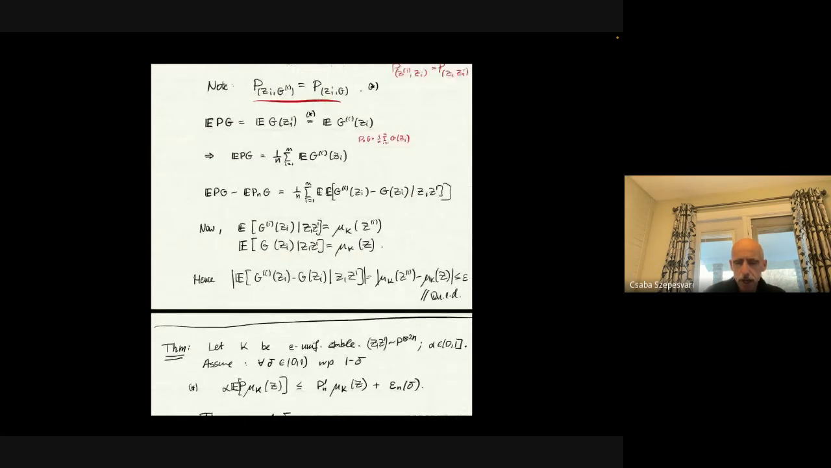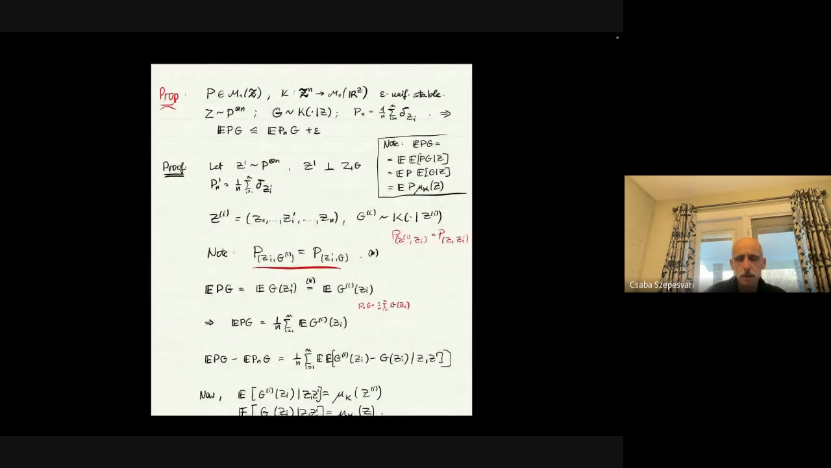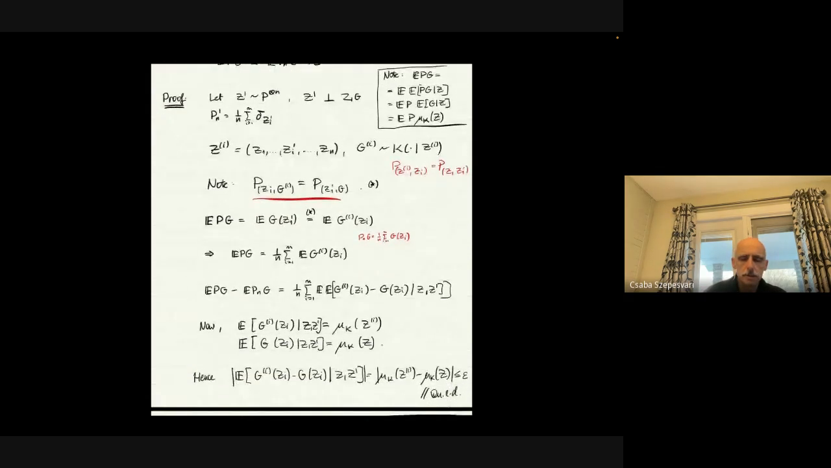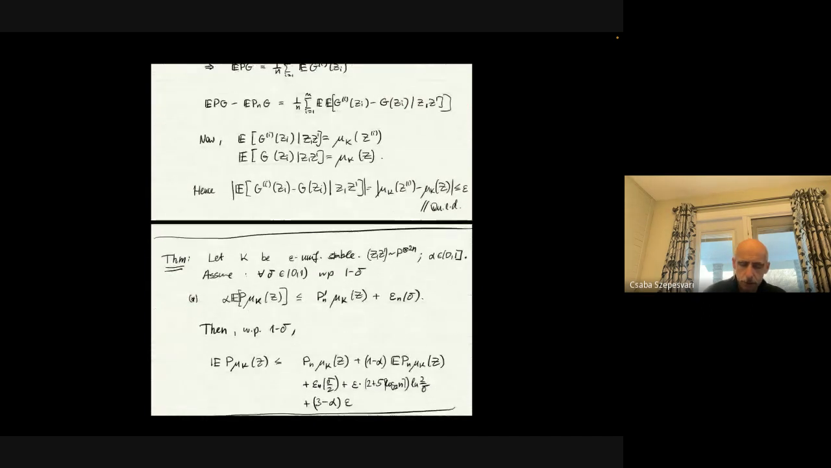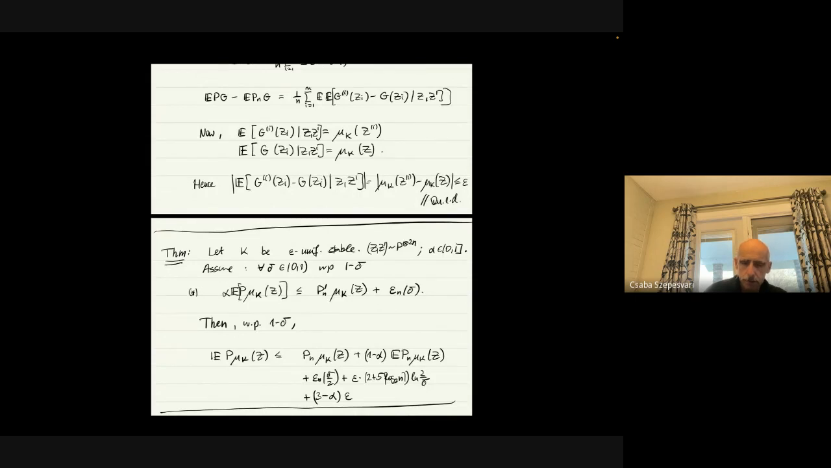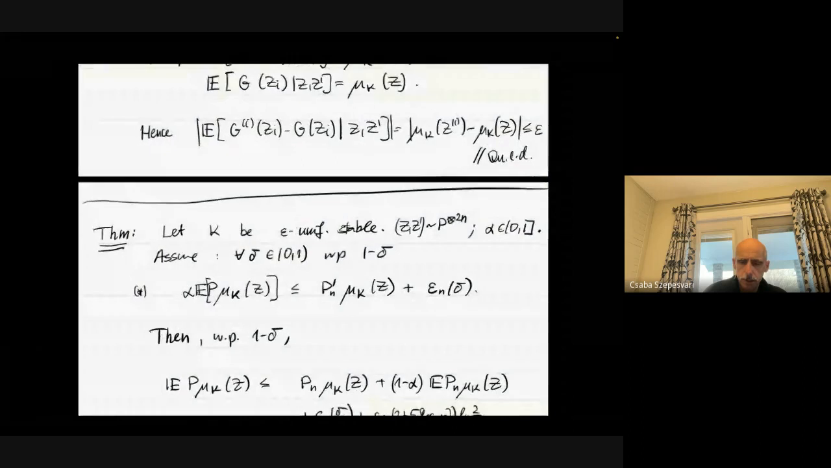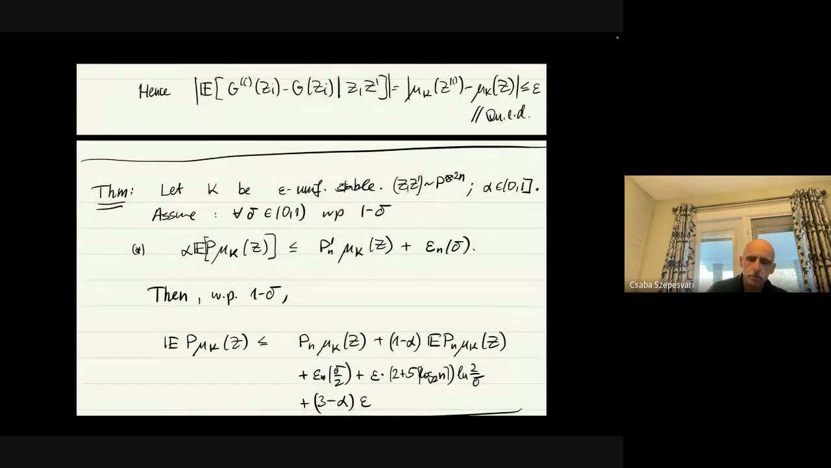Okay, but you might ask, this is great, but this only gives you control over the expected losses. How about high probability upper bounds? For this, we have another result. So it says the following. Let K be an epsilon uniformly stable algorithm. Choose a sample of size 2n, IID from some distribution P. Alpha is a value between 0 and 1. And assume, actually, for every delta, just need it for delta over 2, that this inequality holds.